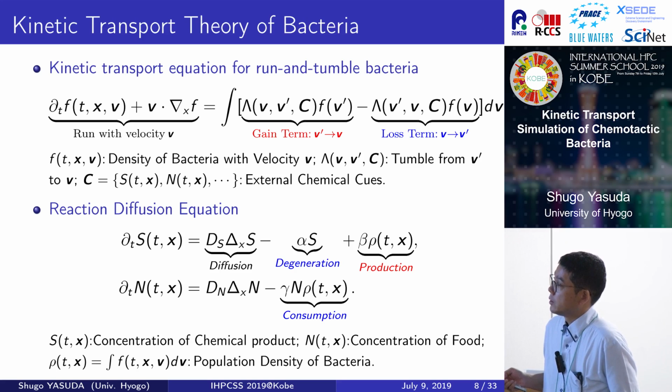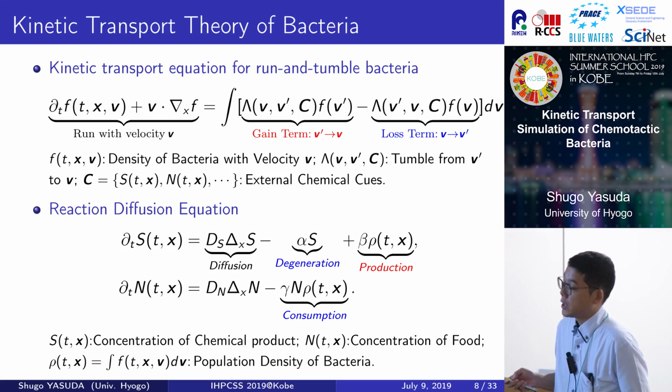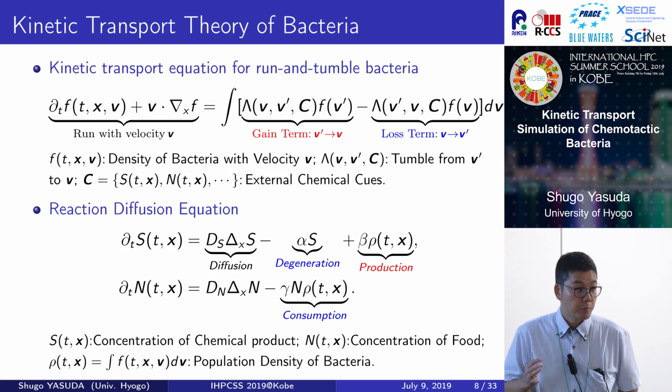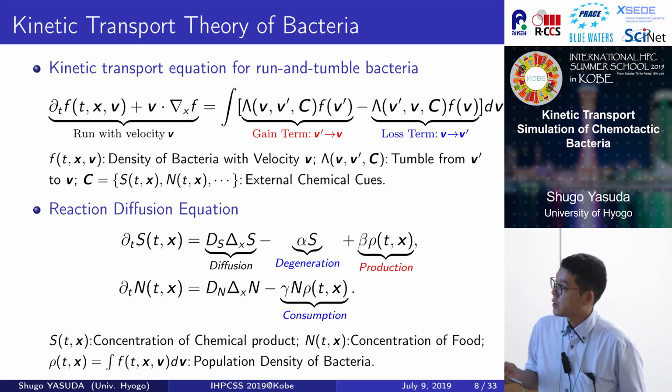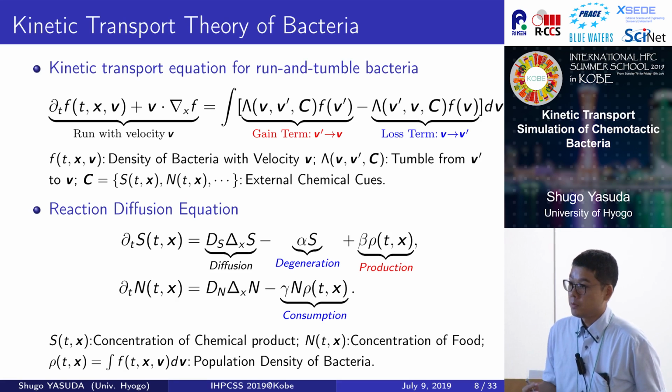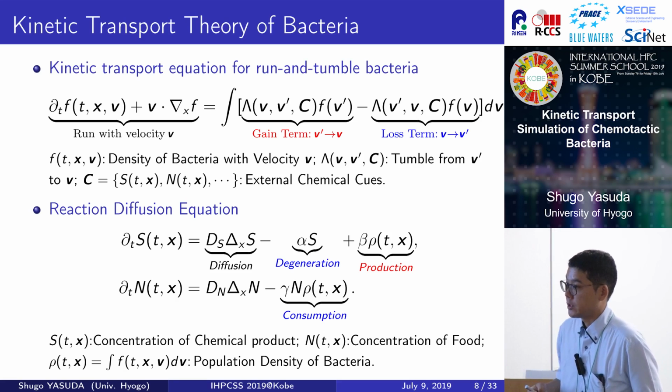And importantly, the capital lambda describes the tumbling rate of bacteria. This tumbling rate depends on the chemical concentrations in the environment. And of course, this tumbling rate depends on the speed, the velocity of the bacteria themselves.